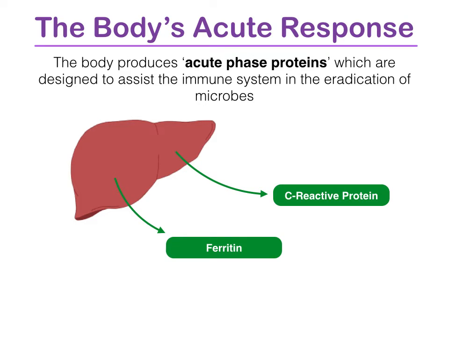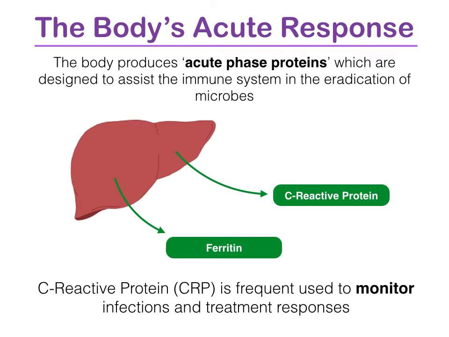Now, C-reactive protein is important because it performs that role of opsonization that I just told you about. And ferritin binds iron, and bacteria and microbes love iron. They need it. They really, really need iron. So if you take it off them by synthesizing ferritin, which can bind iron, then what happens? They all die because they can't get their iron, and they all cry.